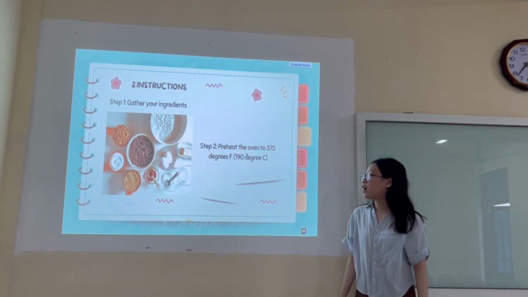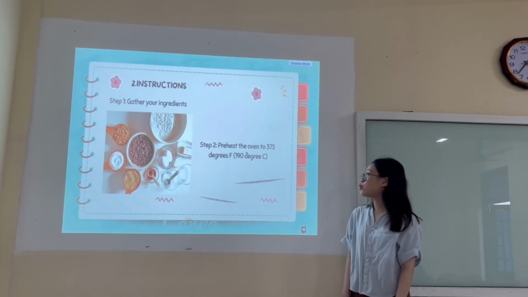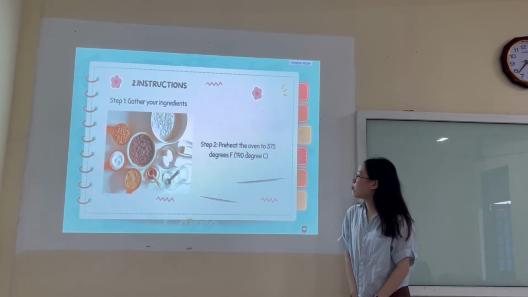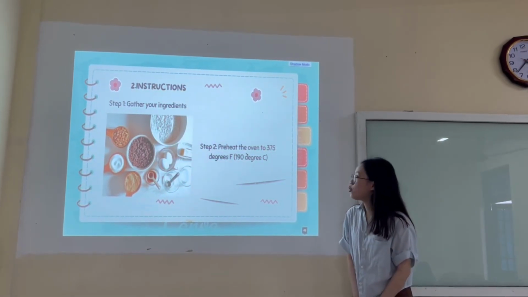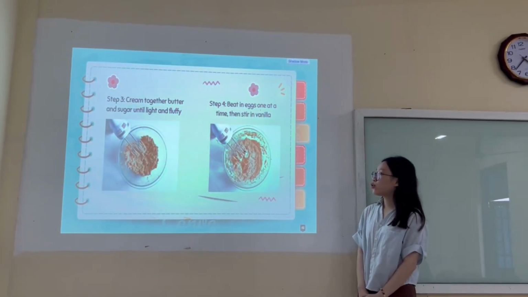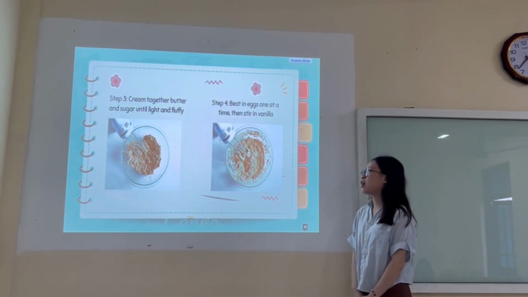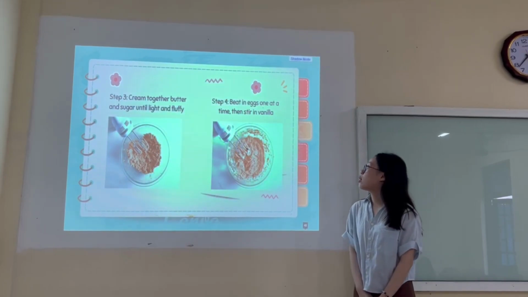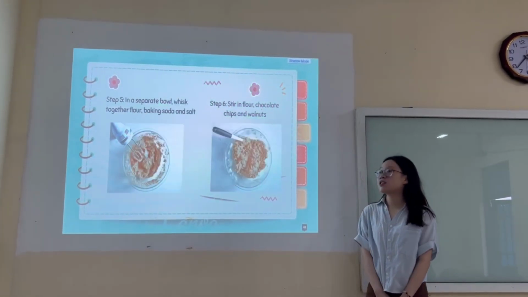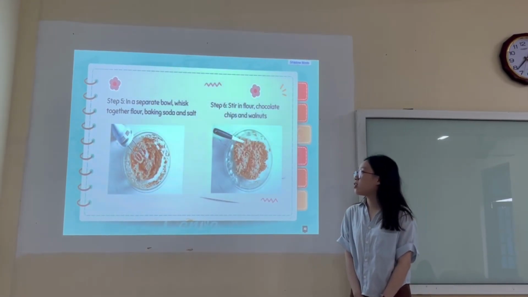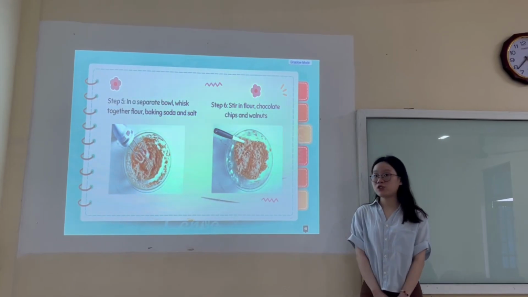Step 1: gather your ingredients. Step 2: preheat the oven to 375 degrees F, or 190 degrees C. Step 3: cream together butter and sugar until light and fluffy. Step 4: beat in eggs one at a time, then stir in vanilla. Step 5: in a separate bowl, mix together flour, baking soda, and salt.